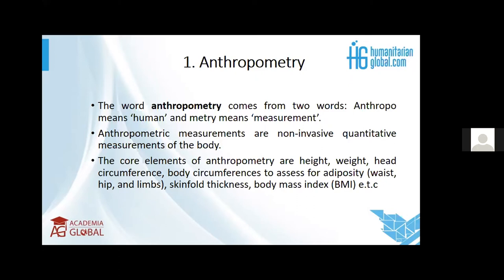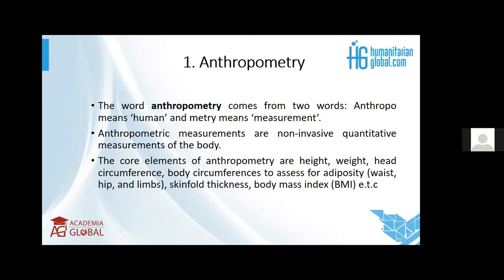So we usually take measurements. We'll discuss how we do that shortly. And these measurements are non-invasive, meaning we do not get inside of the body. We just measure the surface areas of the body. And they give quantitative figures. They give amounts in numbers so that we can identify the quantities of the various parts of the body.